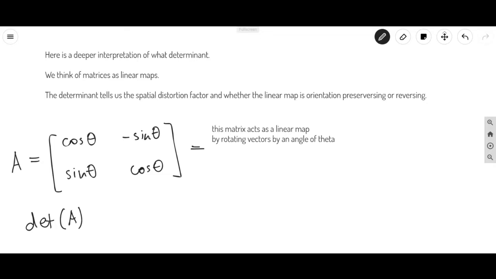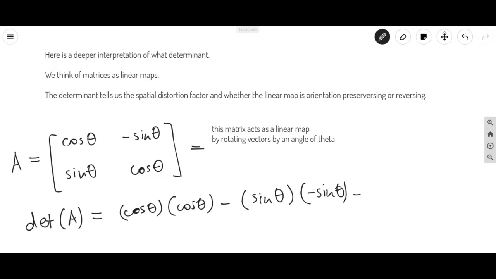Now let's calculate the determinant of that matrix. If you calculate the determinant of this matrix, you would get cosine theta times cosine theta minus sine theta multiplied by minus sine theta. So that gives us cosine squared theta plus sine squared theta. And look at that. That's the only identity that we remember from trigonometry. So we are so lucky, and we know it's equal to 1.